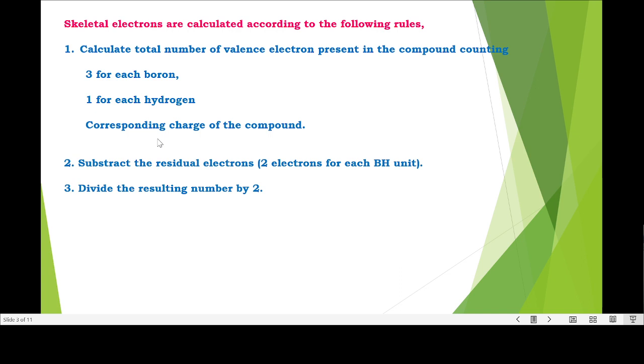Skeletal electrons are calculated according to the following steps. First step, we need to calculate the total number of valence electrons present in the compound, counting 3 for each boron, 1 for each hydrogen, and the corresponding charge of the compound. Step 2, subtract the residual electrons. Step 3, divide the resulting number by 2.